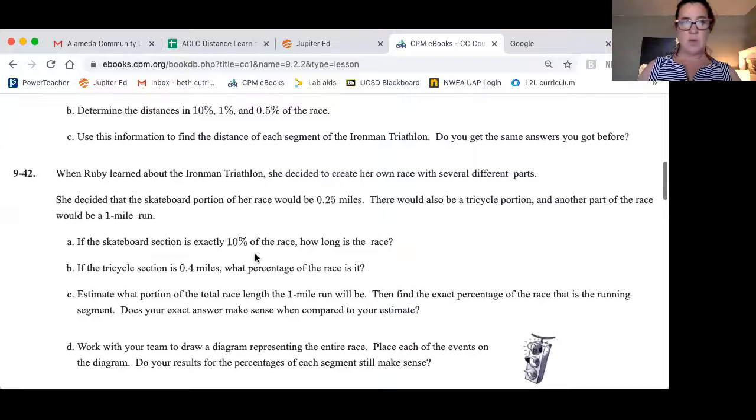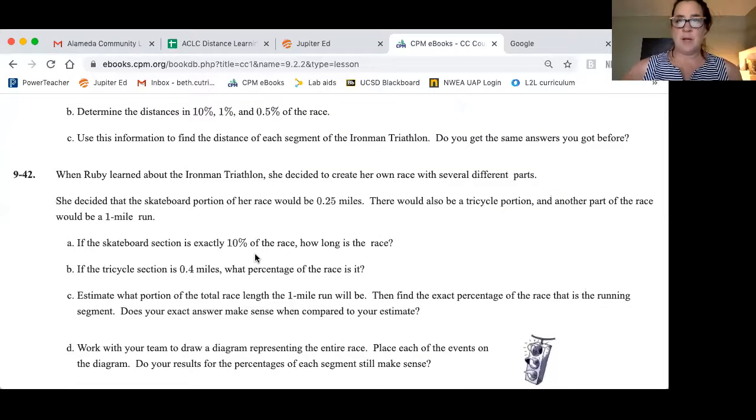42. When Ruby learned about the Ironman triathlon, she decided to create her own race with several different parts. Okay. She decided that the skateboard portion of her race would be 0.25 miles. So a quarter of a mile. There would also be a tricycle portion. Another part of the race would be a 1 mile run. So she's gonna have 3. She's gonna have skateboarding, tricycling, and running. And the skateboard section is 10% of the race. How long is the race?